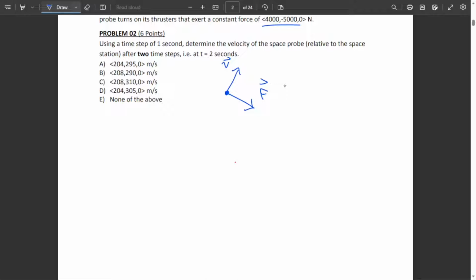So looking at this problem, it wants us to find the final velocity of the space probe after 2 seconds. And it says to use 2 time steps, which kind of implies that the best way to do this question is to first calculate the velocity after 1 second, and then use that to calculate the velocity after another second, and that'll be your final answer. But there's actually a way to do this that is a lot faster using the momentum principle.